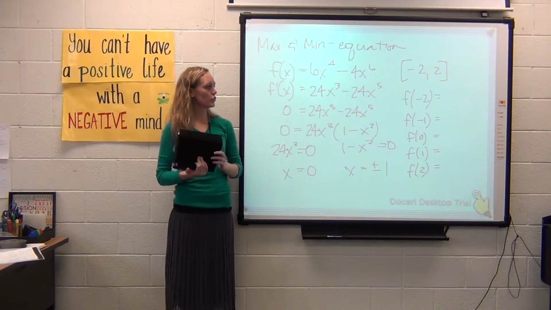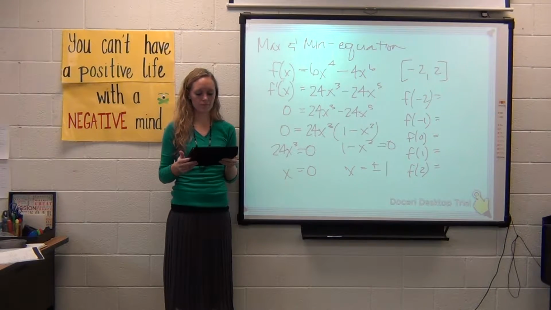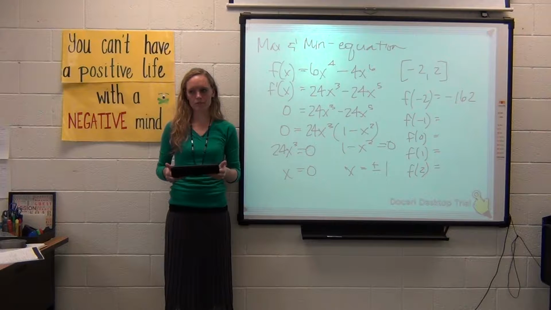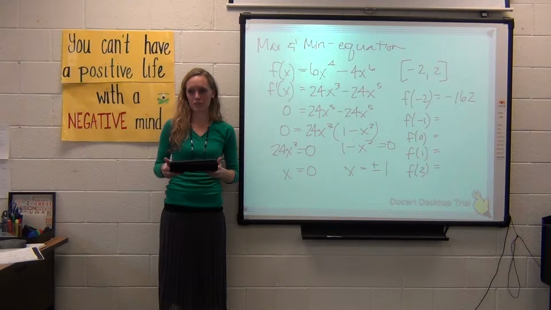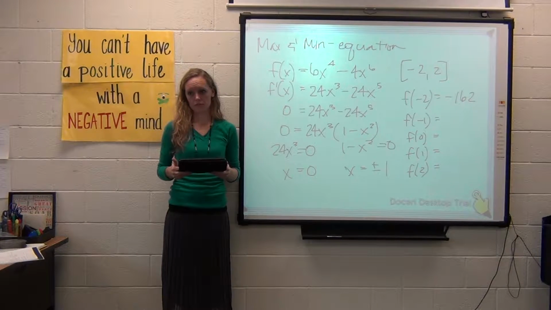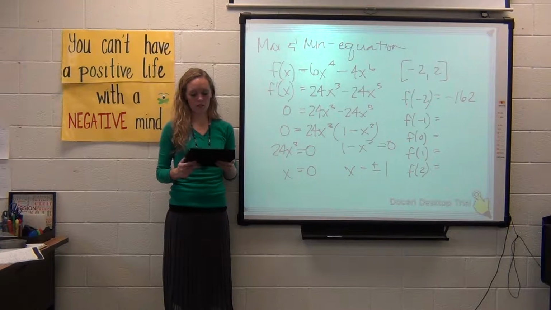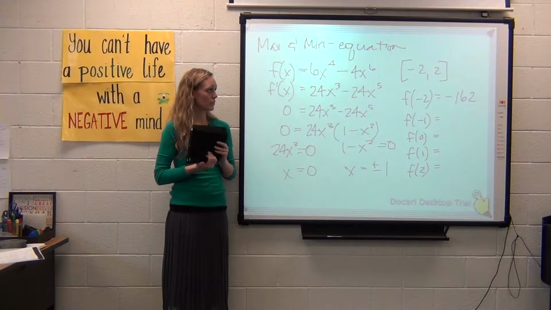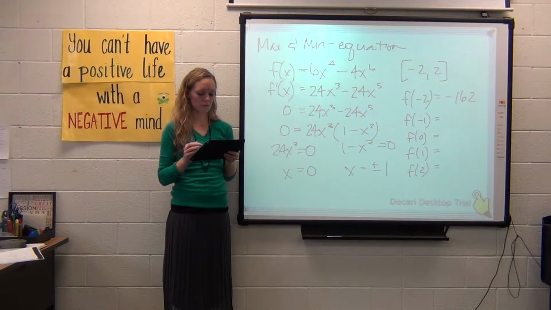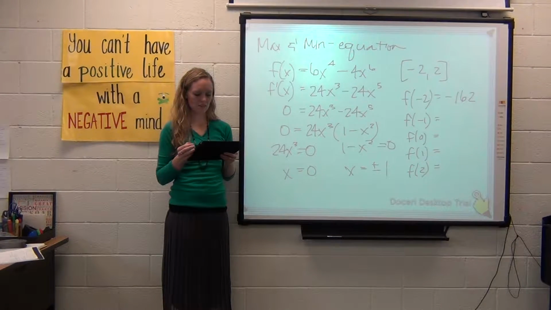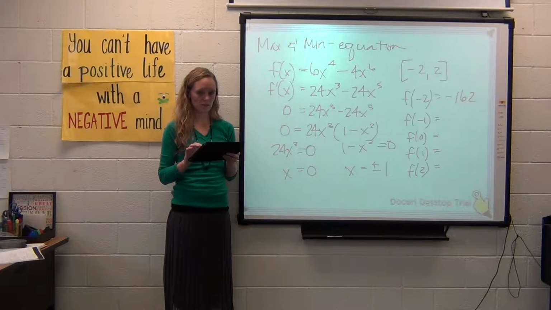F of negative 2, what is it? Negative 162. Do we agree? Because I'm not checking this, so someone should probably check it. You plug it into the original function, not the derivative? Original function. Negative 162. F of negative 1? Positive 162. You get the same answer. That doesn't make sense. That'd be 2. It's 6 minus 4 equals 2.